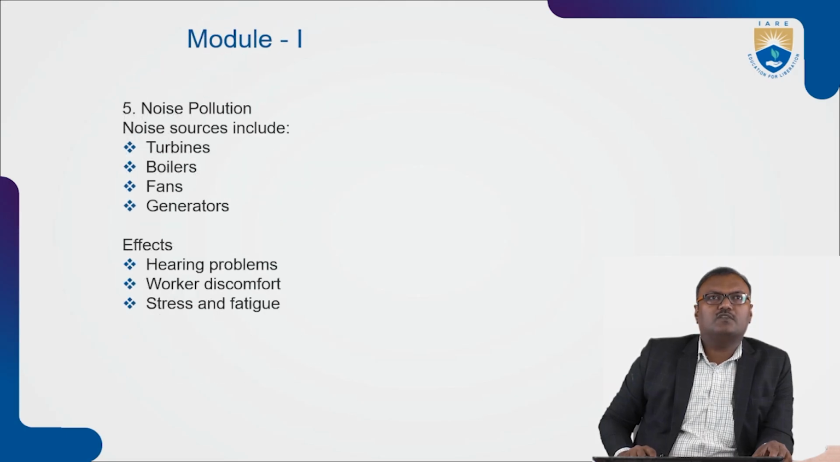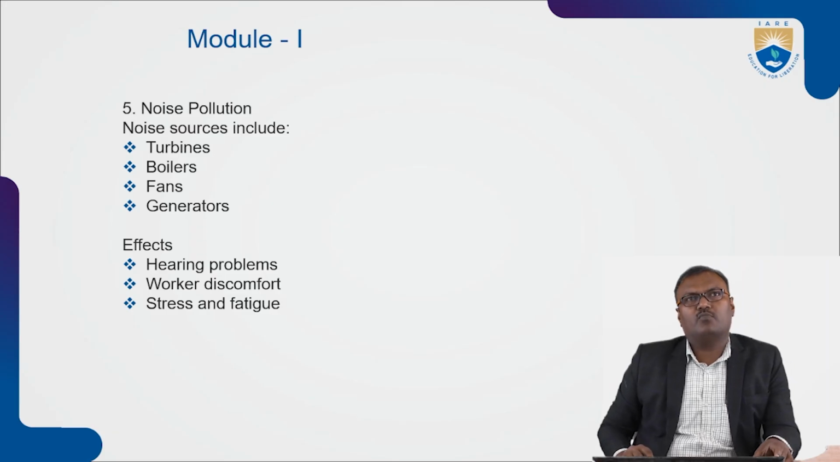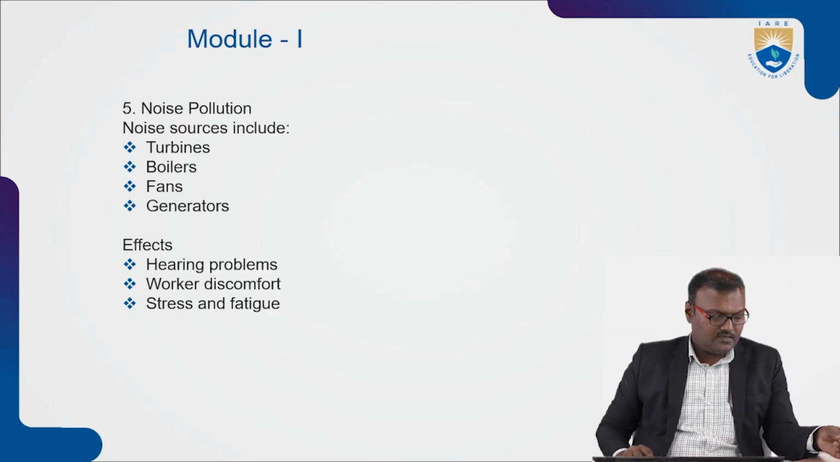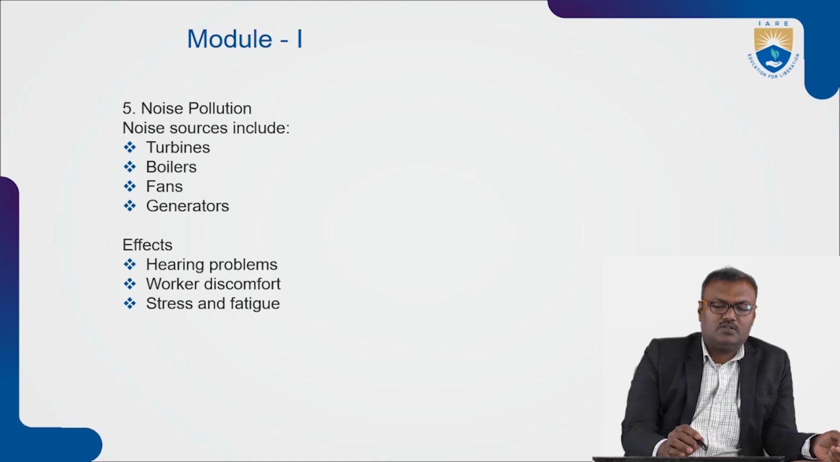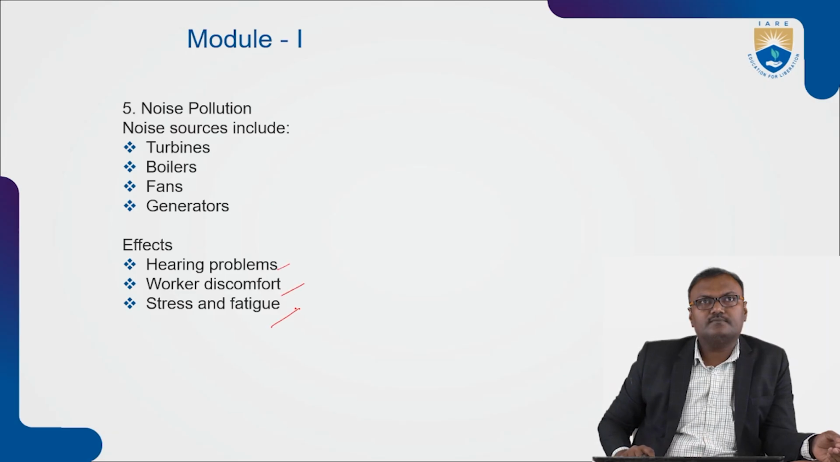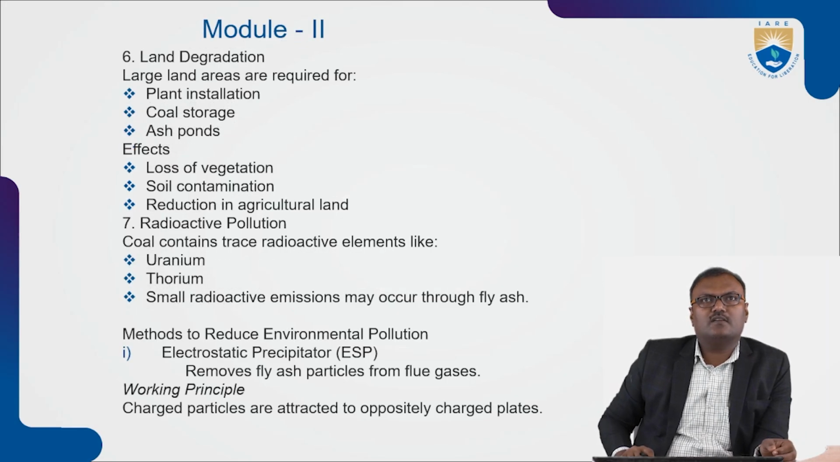So noise pollution is another effect, due to rotating bodies, that is turbines, boilers, fans, and generators. The effects are hearing problems for the operating persons or employees, worker discomfort, stress and fatigue. So land degradation is also another cause, during plant installation, coal storage, and ash ponds. Once these structures are provided, the land is degraded, and the effects are loss of vegetation, soil contamination, and reduction in agricultural land.